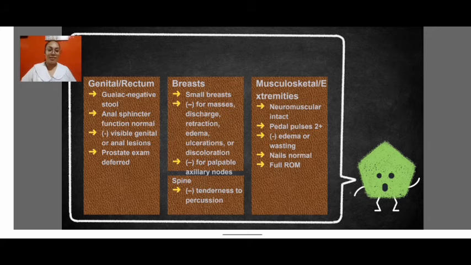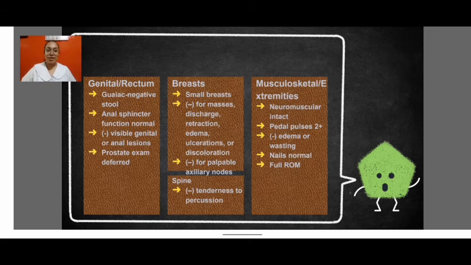For the breast examination, breasts are small. No masses, discharge, retraction, edema, ulcerations, or discolorations are observed. Axillary nodes are also palpable. For the spine examination, there is tenderness to percussion.